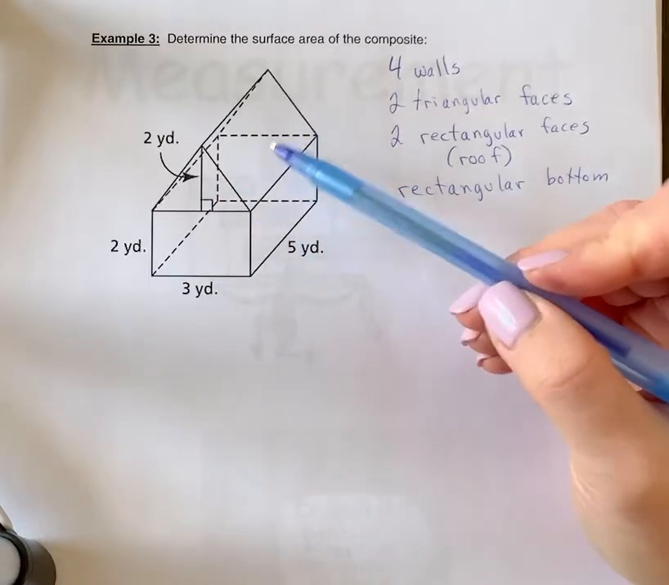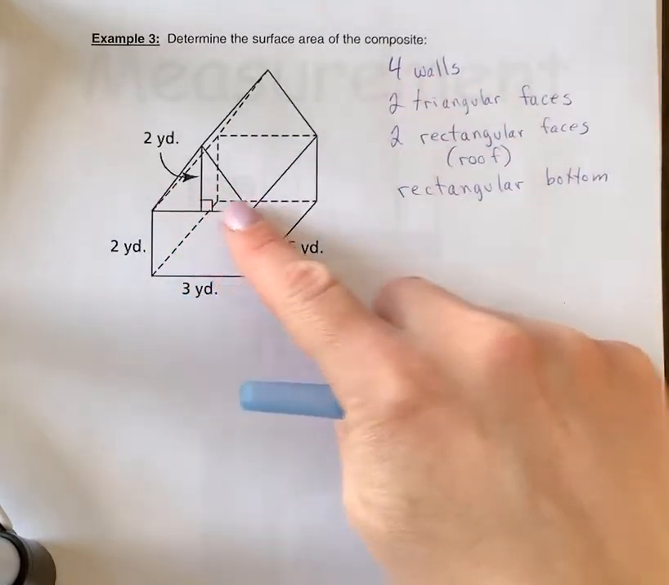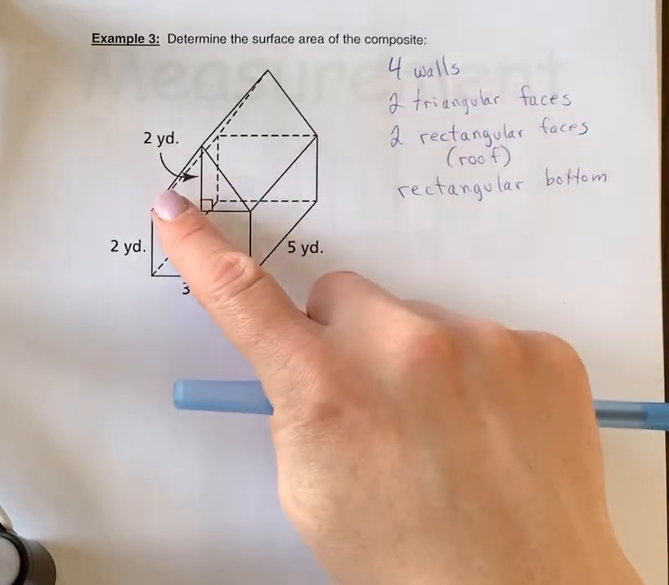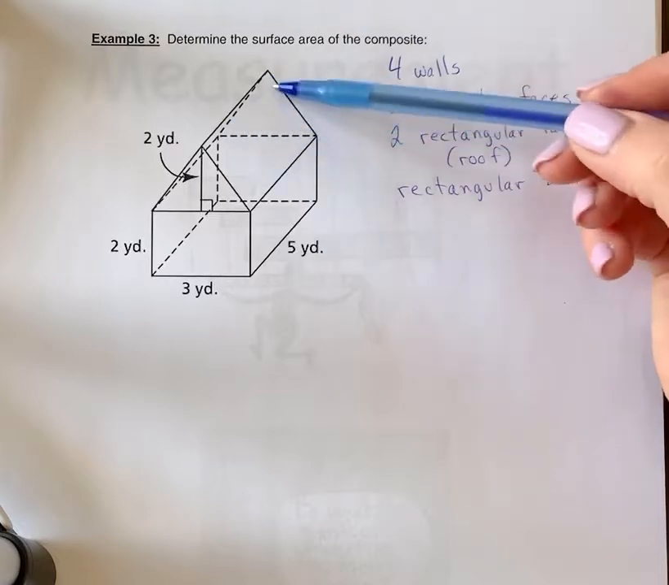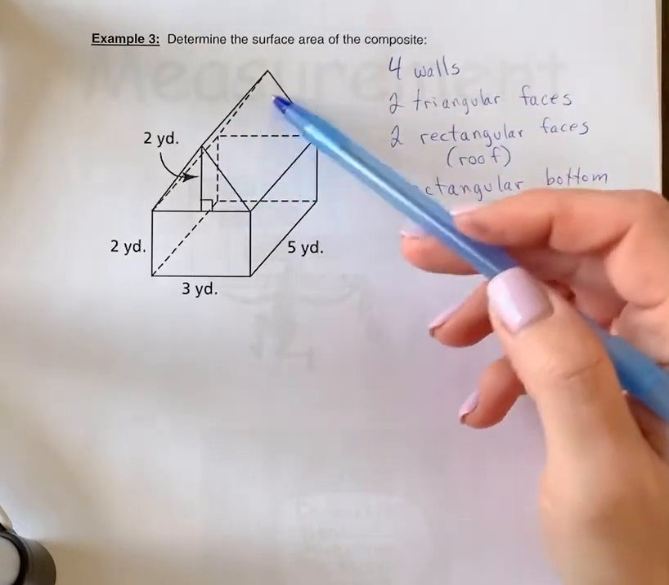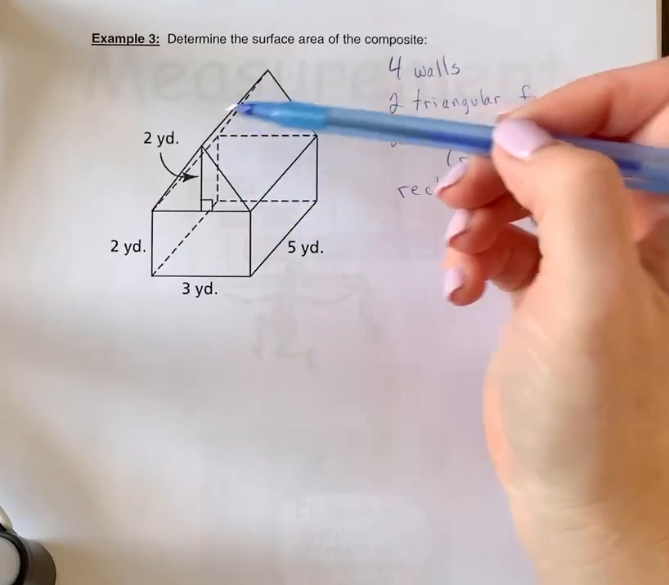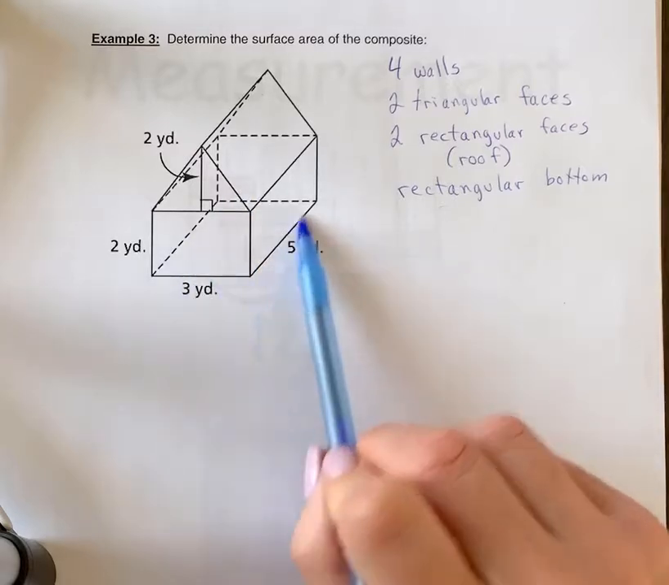We have 4 walls, so the 2 at the back, and then these 2 longer side walls. So they're different dimensions. We have 2 triangular faces. So that's this shape right at the front, and then the triangular shape here in the back. We have 2 rectangular faces on the roof. So this shape here, and then on the other side, hard to see, but you would have 2 this size. And then you have the rectangular bottom.